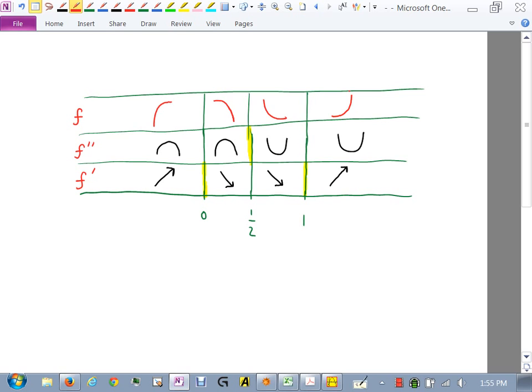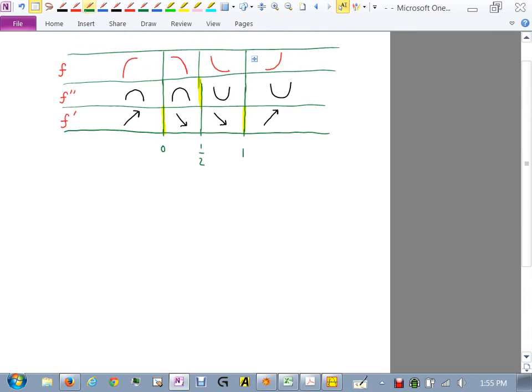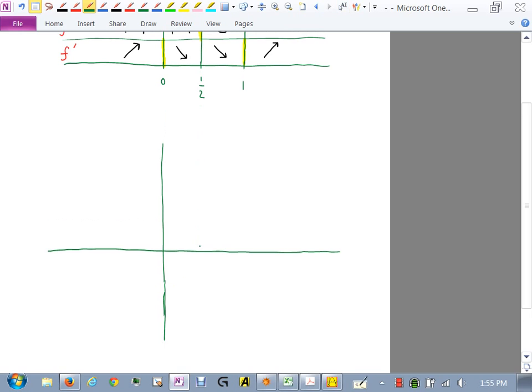Now, below this, what I'm going to do is translate that down to my real x-axis. So this is going to be my picture below it. I'm going to put my y-axis, which is right here. And I'm going to plot the points, my critical numbers, 1/2 and 1. This is supposed to be a direct translation just straight down. 0, 1/2, and 1.